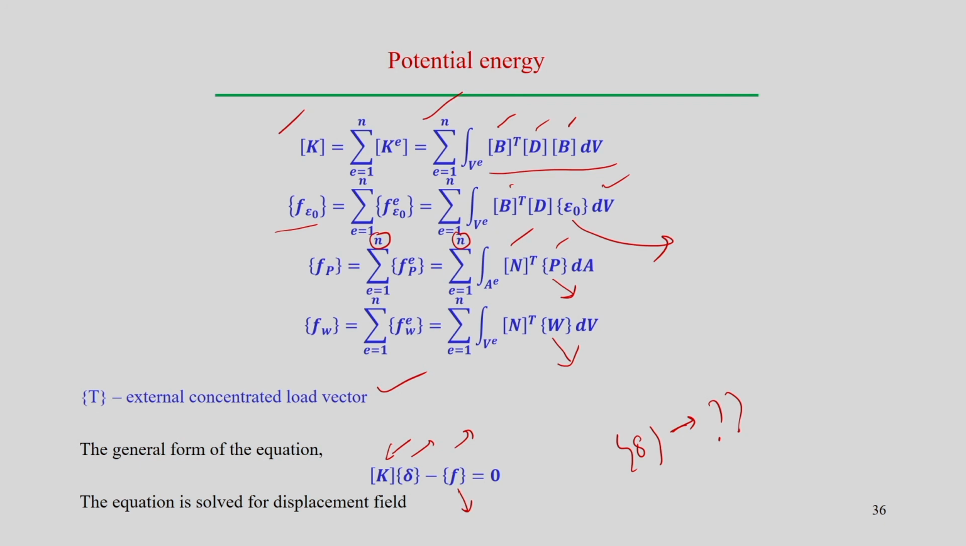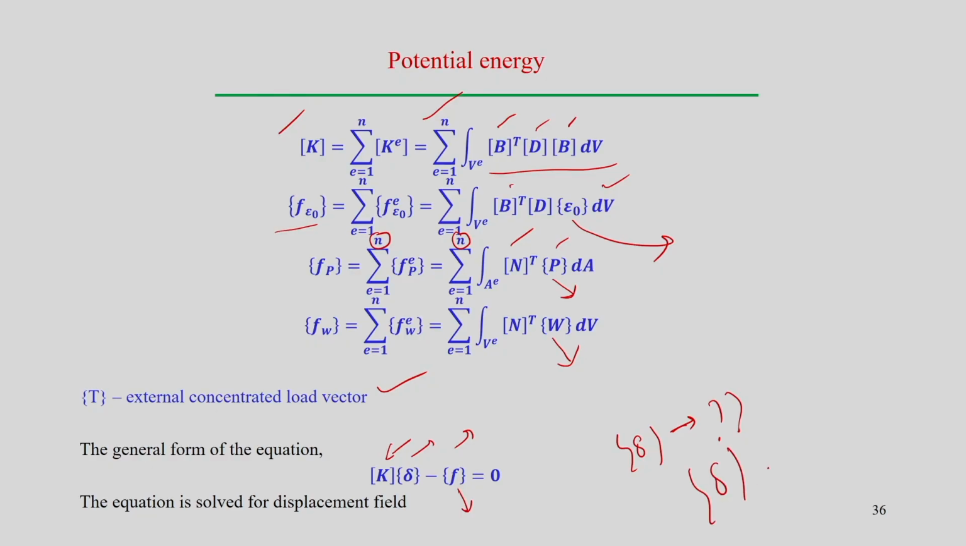So we can go for the solution for delta, because delta indicates the displacement at each and every node point. Once we get the solution for delta, from delta we can find the strain value for the whole domain, using the relationship between strain and displacement. Once we get the strain value, we can find the stress value by using the relationship between stress and strain. So this is the general procedure for solving the stress analysis problem following the minimum potential energy.